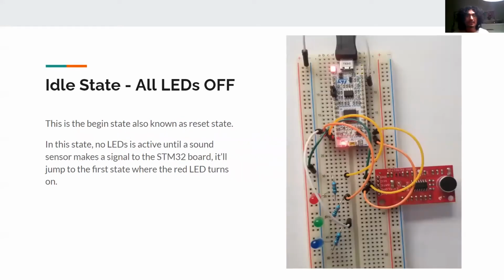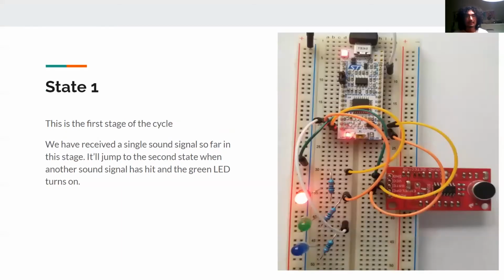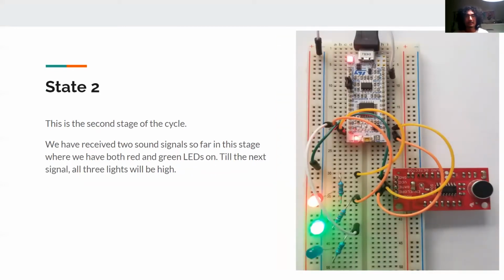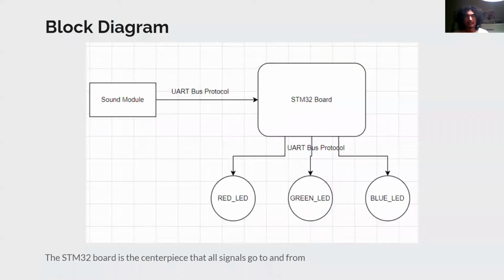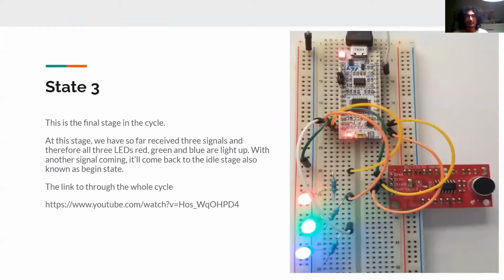Our first state is an idle state in which all of the LEDs are off. This state is also known as our reset state, as no signals have been sent or there has already been one successful run through of the cycle. In state one, after the first input has been sent, the red LED will come on as shown in the photo. In state two, after the second input has been sent, the red LED will stay on and the green LED will come on. After the third input has been sent, the red LED will remain on, the green LED will remain on, and the blue LED will turn on. And after the fourth input, the cycle will reset.